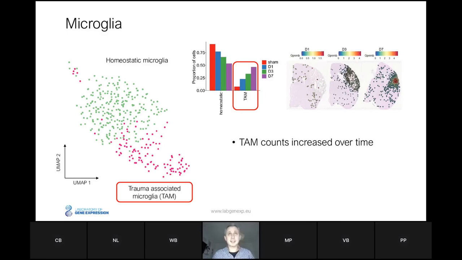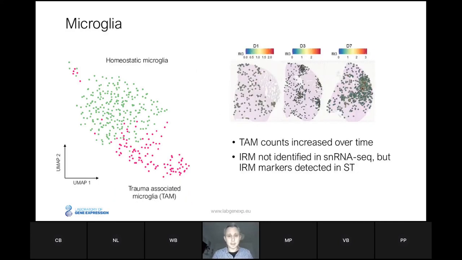Microglia was not what we expected. We got a low number of nuclei. But even so, we were able to identify the trauma-associated microglia, which were described in the context of spinal cord injury, and we saw their increase in number over time. We were interested in the interferon-responsive microglia, which we did not detect, probably because we did not have enough nuclei. But because we had the spatial transcriptomic data, we could look at the markers of the subpopulations known from the literature, and again nicely identified that they are probably present there.